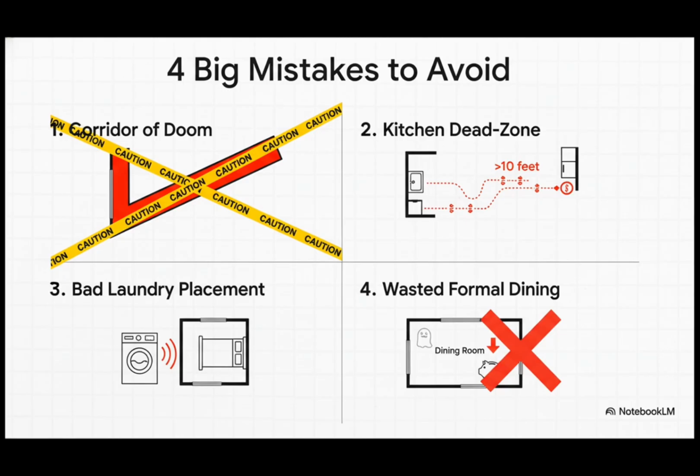Third, listen for bad laundry placement. A washing machine rattling against a bedroom wall is a resale nightmare. And finally, that wasted formal dining space. In 2026, that square footage is so much better used as a large functional utility room. As we noted on the site, efficient utility space is a huge, huge selling point.